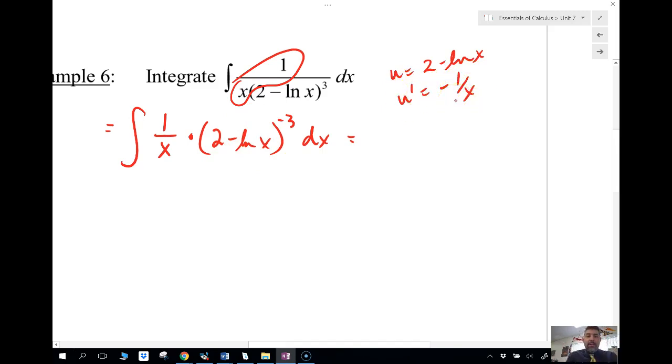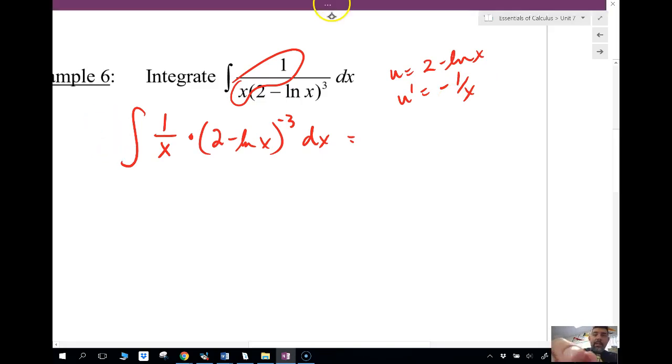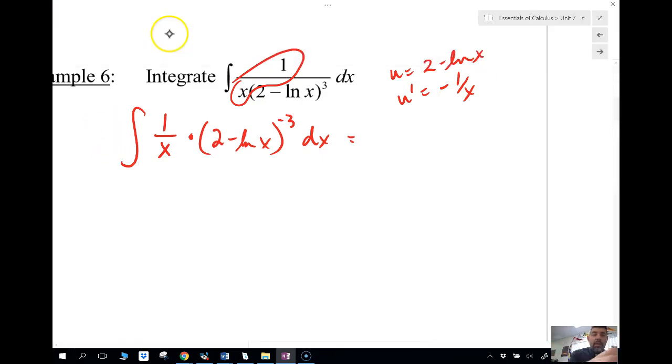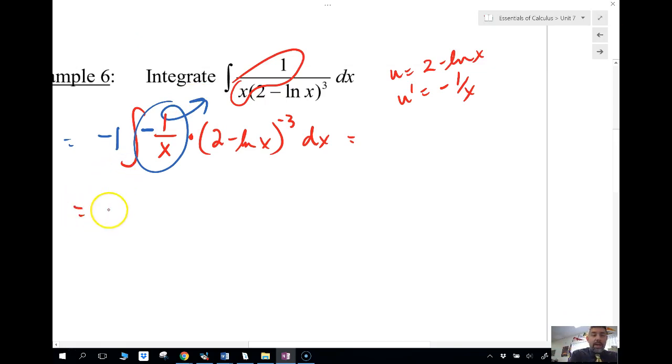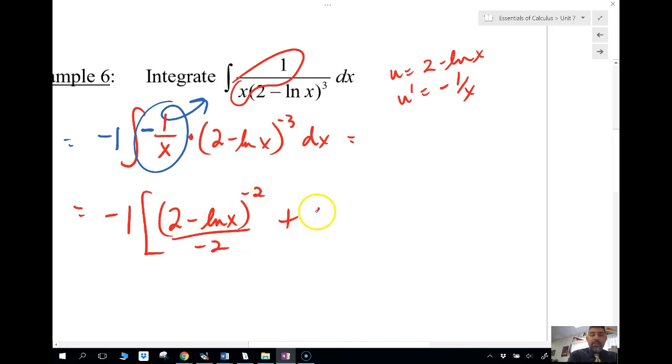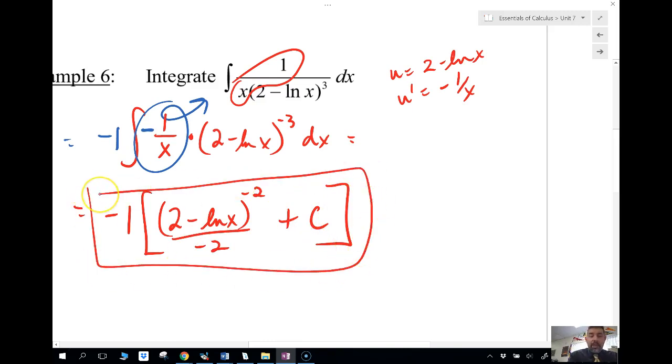Uh-oh, negative. We got to deal with that negative. So that negative, we're going to need that right here, which means we're going to need a negative 1 there, which means this is our hook. There we go. We got our hook. And so we got to have our negative 1 outside. We have 2 minus ln x. We're going to add 1 to negative 3, which gives me negative 2. We're going to divide that by negative 2, and we're going to plus c that guy. It's good enough for us.